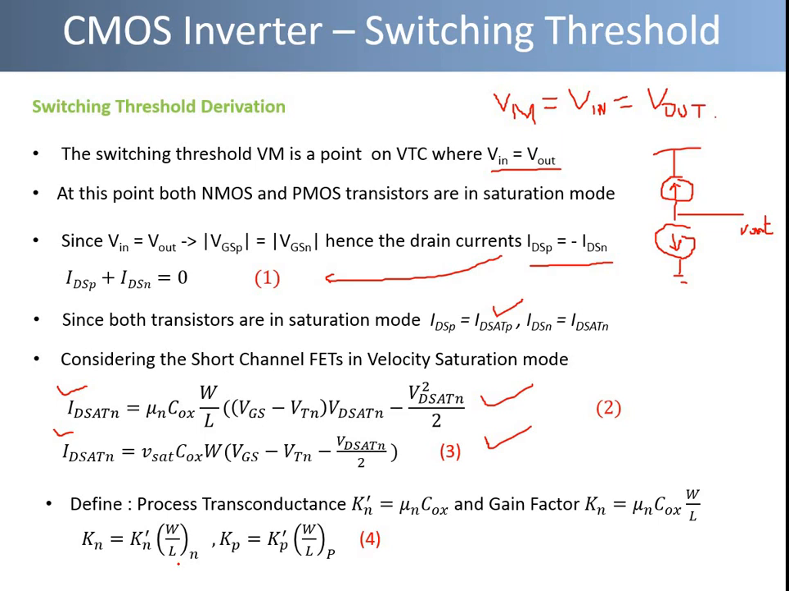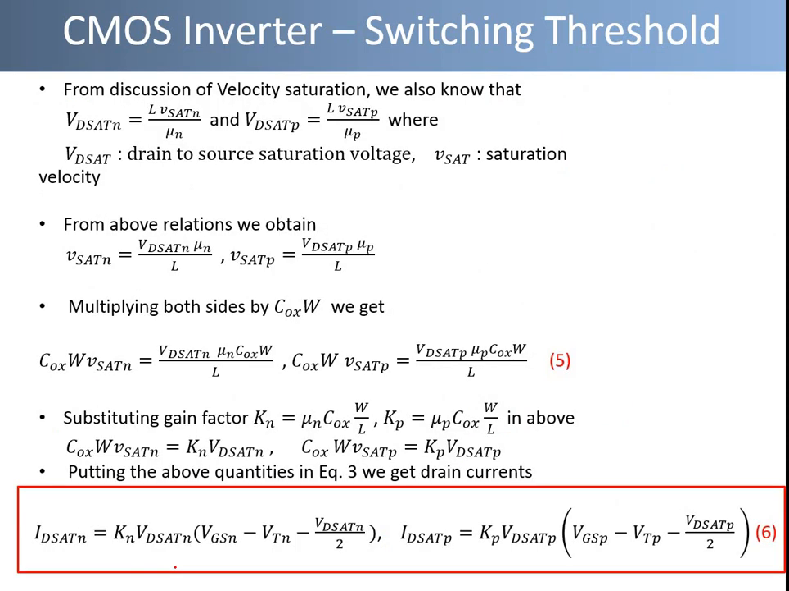So we can see that the gain factor is actually the product of process transconductance and the aspect ratio of the transistor. And from our previous discussion of a short channel transistor in velocity saturation mode, we also know that the drain to source saturation voltage is equal to L times the saturation velocity divided by the mobility. And from this equation we can obtain the value of saturation velocity as drain to source saturation voltage multiplied by mobility divided by length.